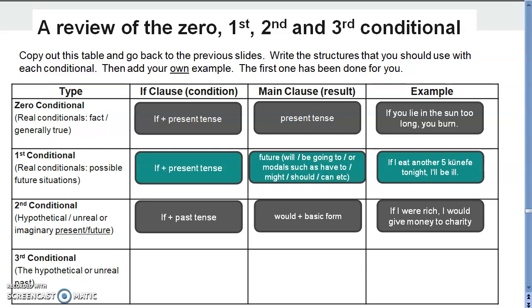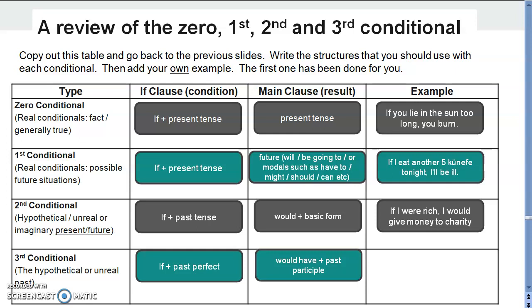For the third conditional, if plus past perfect, using would have and the past participle. If I hadn't left the concert early, I would have met the band. Or, as you'll see in later studies, I could have met the band. The opportunity would have been there. I might have met the band. They were there, I was there, so I might have met them. There are alternatives to using would have all the time with the third conditional.